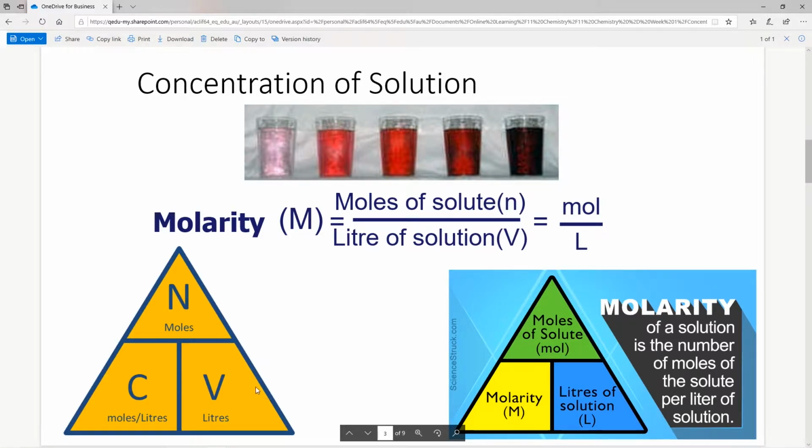Hopefully that makes sense. Essentially what you do is you cover the one that you are trying to find, and then you do whatever the other one is, so times or divide. I hope that makes sense. And I just really liked this picture.